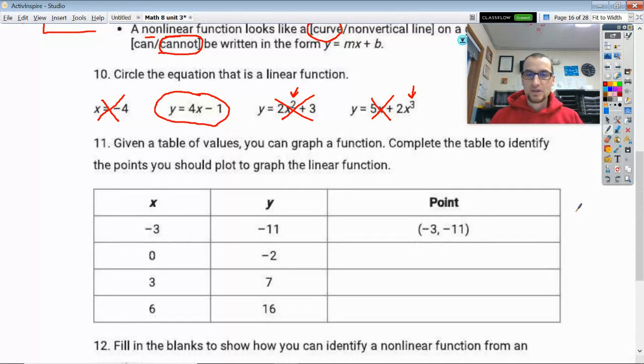Given a table of values, you can graph a function. Complete the table to identify the points you should plot to graph the linear function. So negative 3 for x, negative 3 for y. You're just putting in the same, just put those points on a graph, and then you'll see that it's a linear function. So 0, negative 2, 3, 7, and 6, 16.